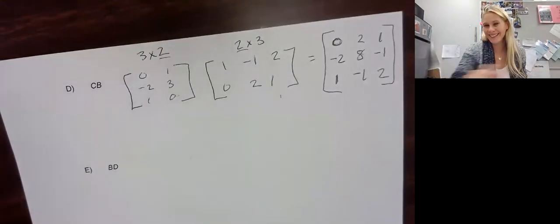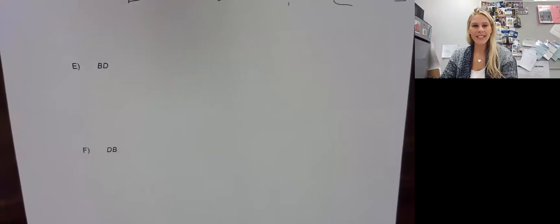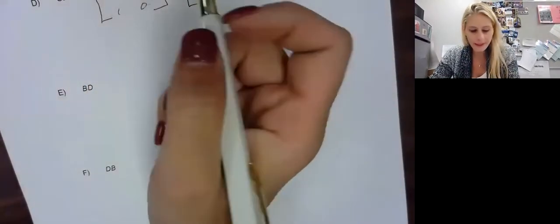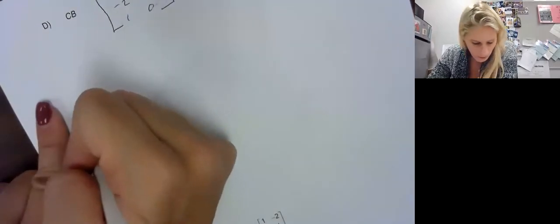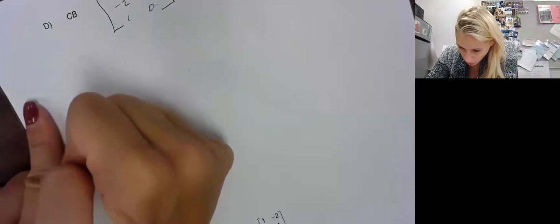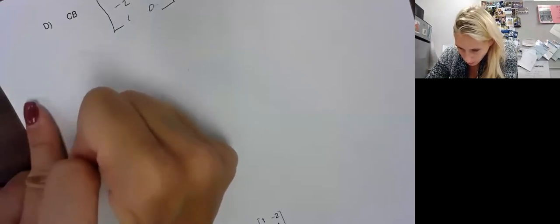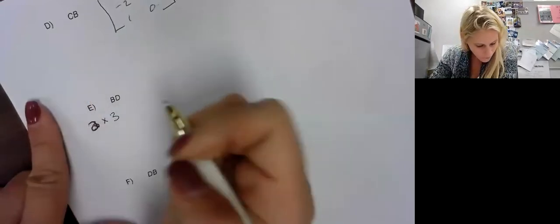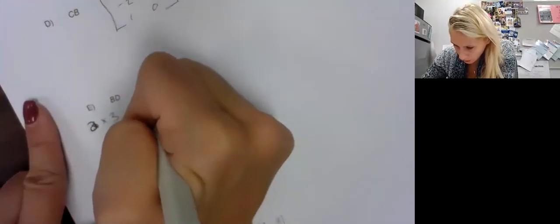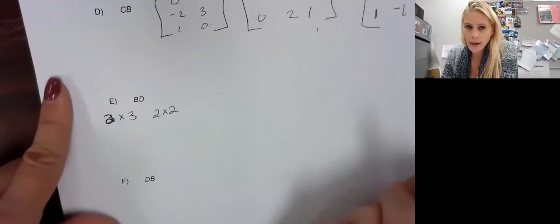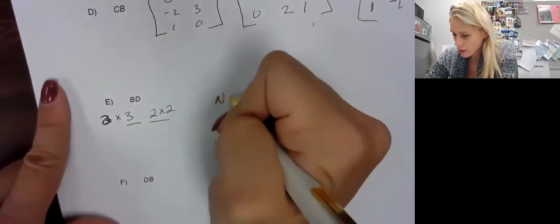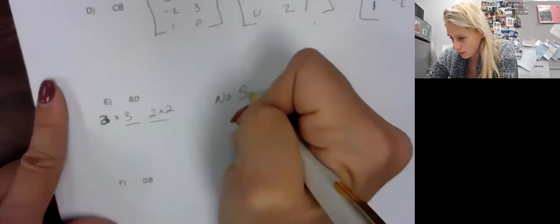Okay. Continue. Okay, B times D. Let's see if we can do it. That way we save some time right now. B is a 2 by 3. And D is a 2 by 2. So right away, can we do it? These are not the same, so you can't do it. No solution.